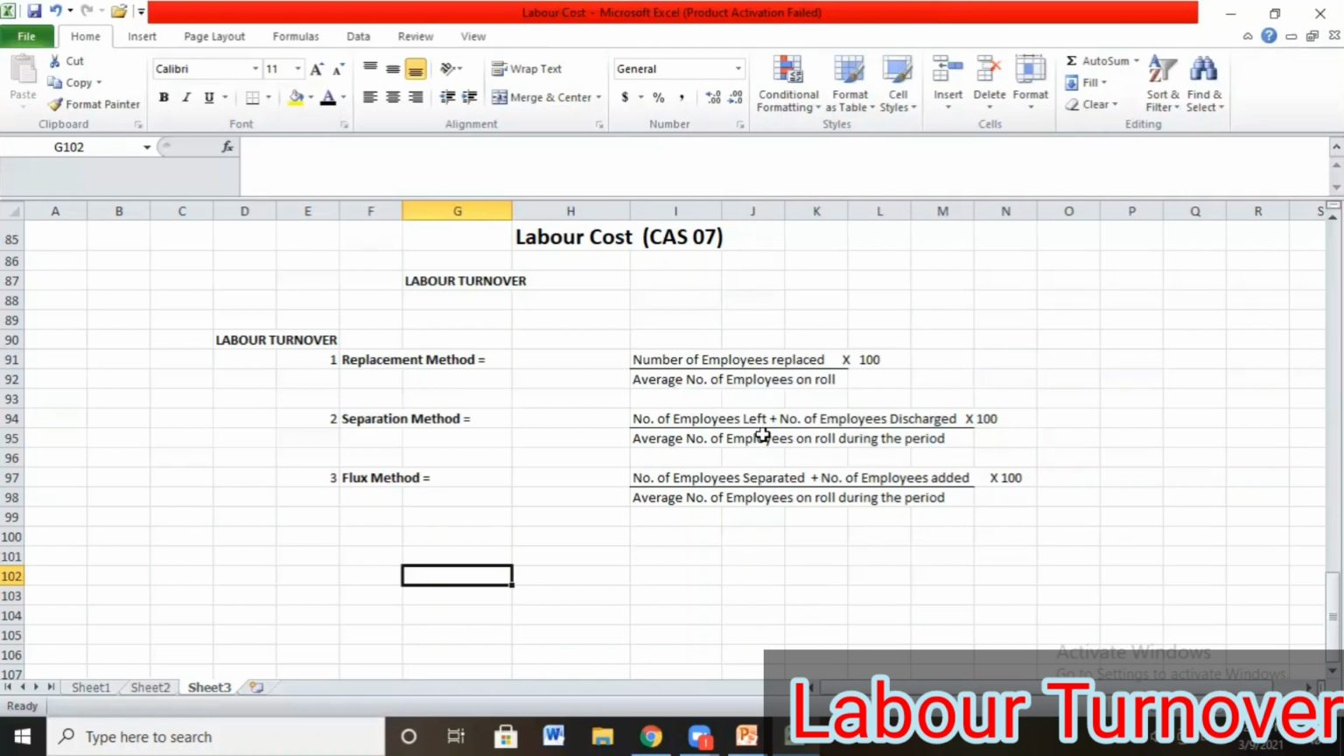Lack of training facilities and promotional avenues, a lack of recreation and medical facilities, low wages and allowances. So these are few causes which need to be understood while dealing with the labor turnover.